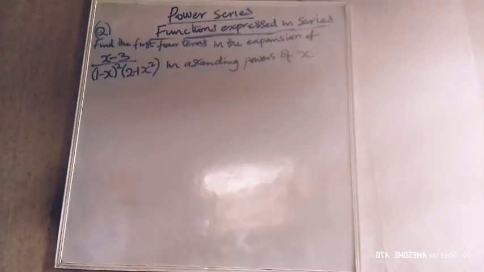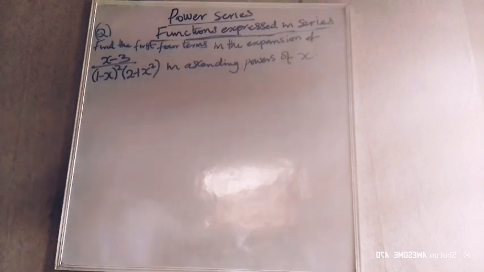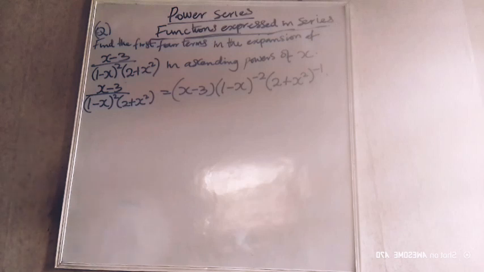So the question states, find the first 4 terms in the expansion of (x minus 3) divided by (1 minus x) all squared multiplied by (2 plus x squared), in ascending powers of x. So let me rewrite it for clarity. The expression can be written as (x minus 3) multiplied by (1 minus x) raised to power minus 2 multiplied by (2 plus x squared) raised to power minus 1.